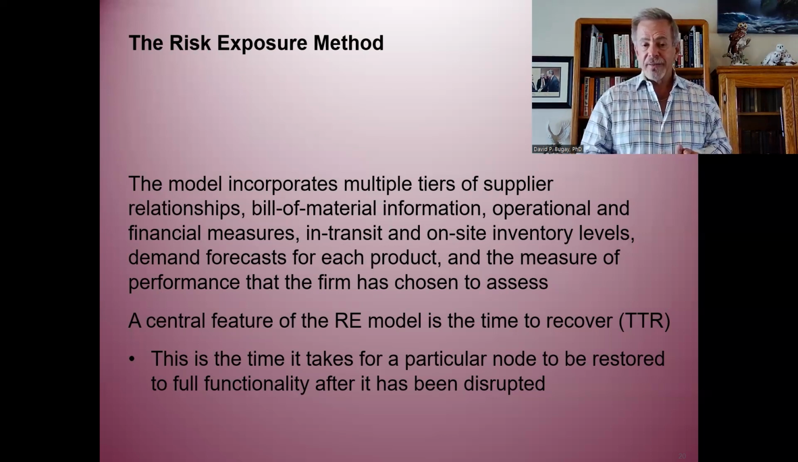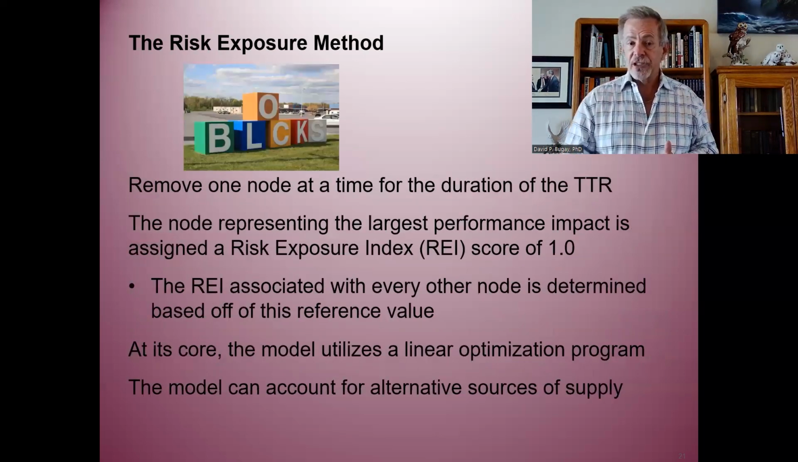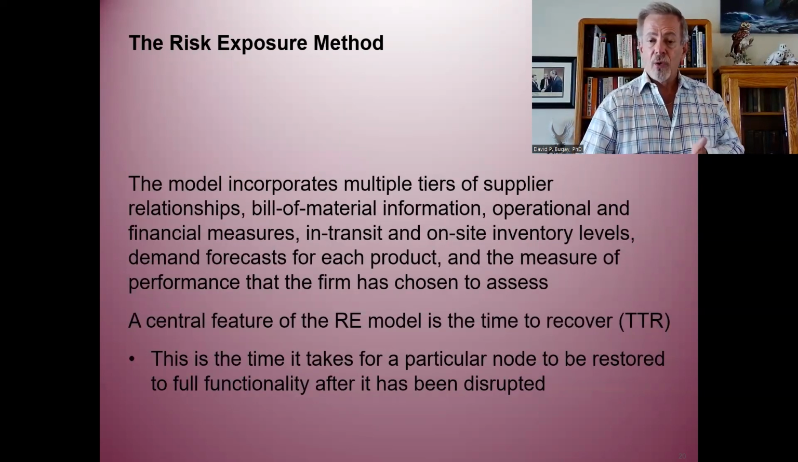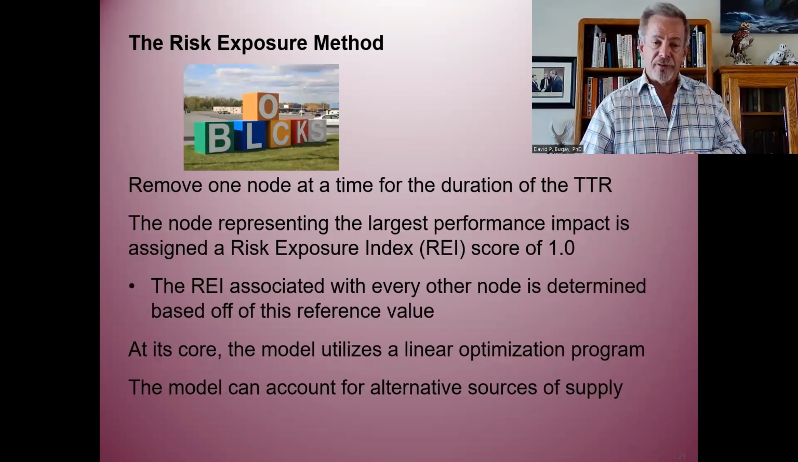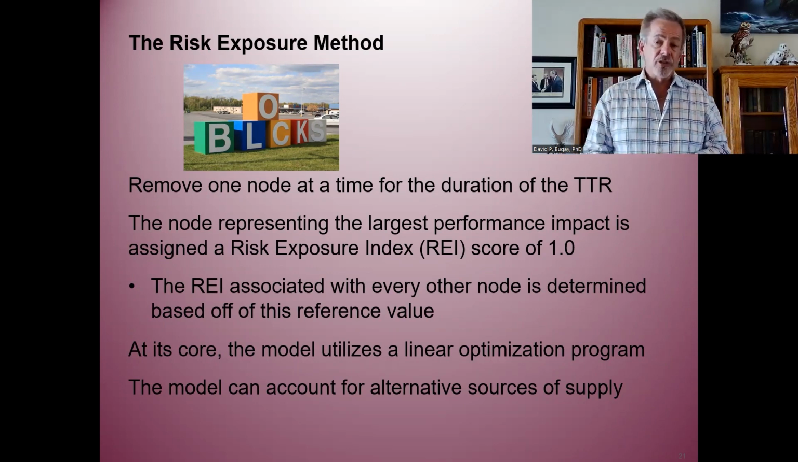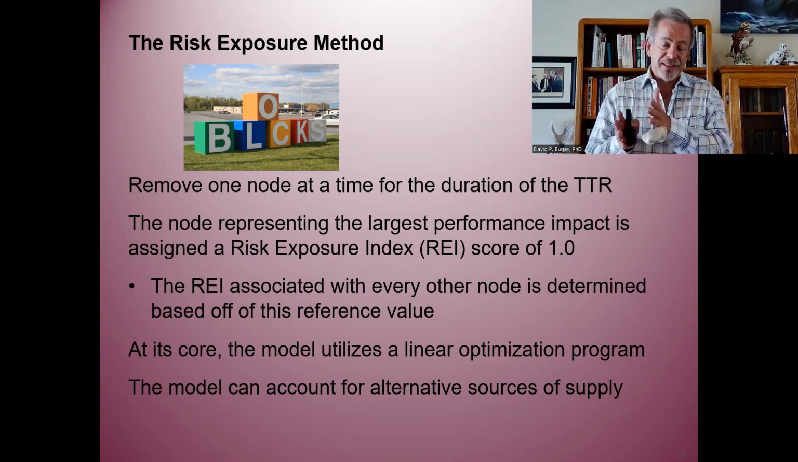So figure out the different aspects of what happens for each product. Do you have all the different aspects as you take one node at a time for the duration of the TTR, or the time to recover, in the process? And you want to look at your risk exposure index. The largest impact, you score that as a 1.0. That's the biggest one.